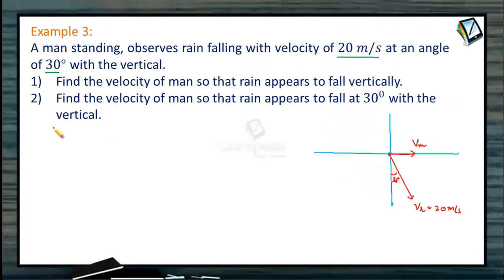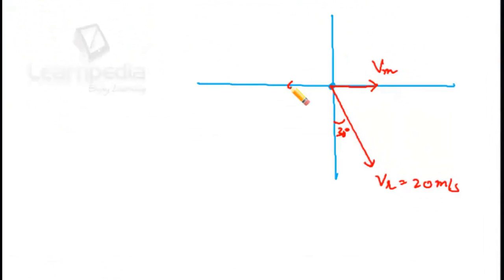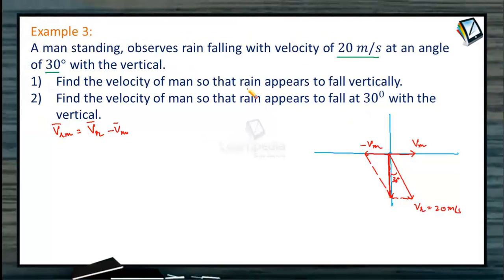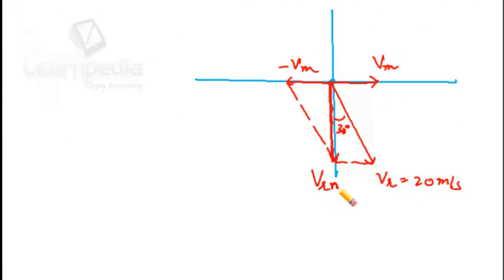So the velocity of rain with respect to man will be velocity of rain minus the velocity of man. So we need to reverse the sign of velocity of man. So this one let us call minus Vm. Generate the parallelogram such that the resultant is vertical because the rain appears to fall vertically. Okay, this is the velocity of rain with respect to man. Fine. So you need to calculate the velocity of man. This is 30 degrees given, this side is given 20. So if I name this point as O, this point as A, this point as B, this as C, we need to calculate the value of BC, which is nothing but the value of Vm.